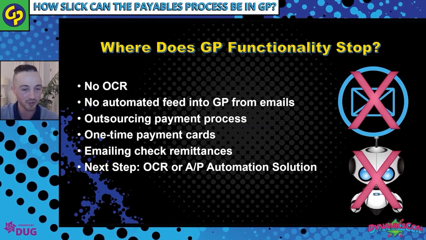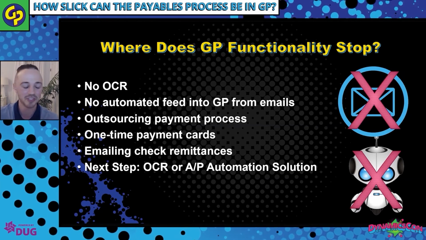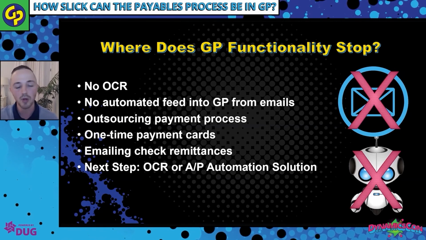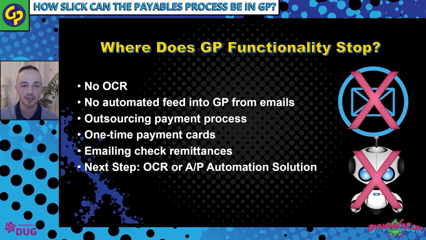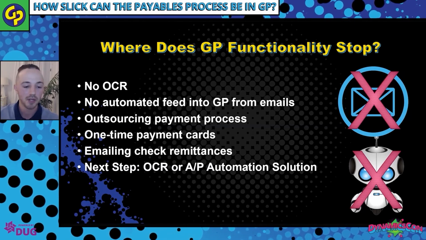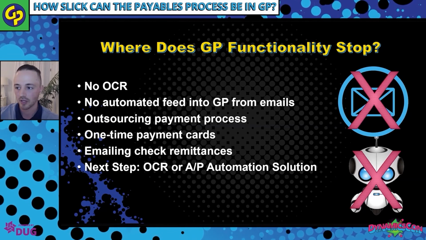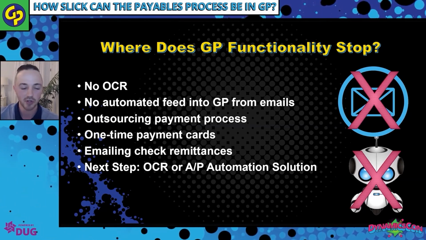There are ways to do that, of course, just like with everything with GP. Ask anyone that's been using GP long enough, and they'll say, absolutely, there's a way to do that. So if you want these types of things that take a great process and make it cream of the crop, that's when you're going to look for an OCR product or an AP automation solution. So those are your Google search terms if you ever go down that road.